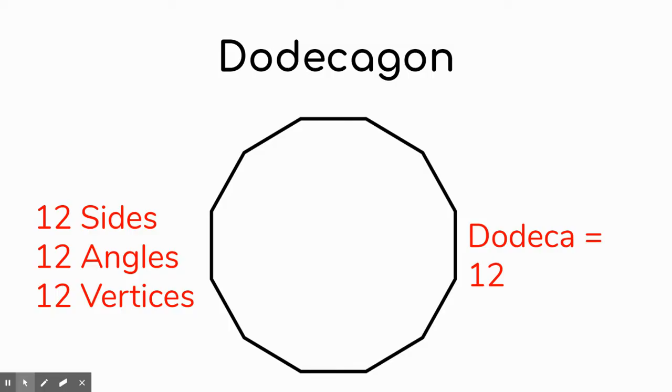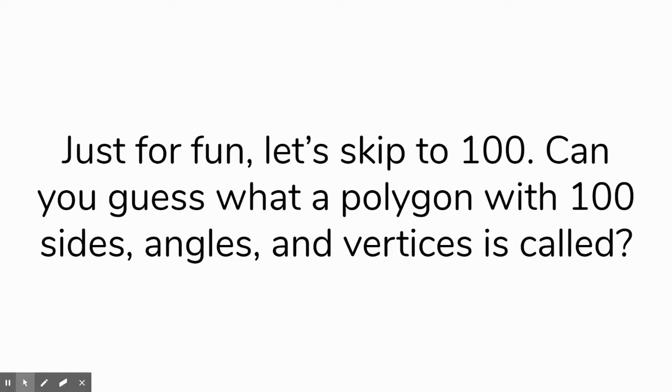But just for fun, because I really think this is interesting, let's skip to 100. We went up to 12. Let's jump all the way to 100. Yep, the Greeks actually have names for all these polygons. So can you guess what a polygon with 100 sides, angles, and vertices is called? Take a guess.